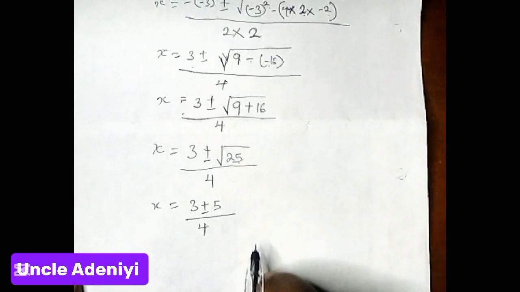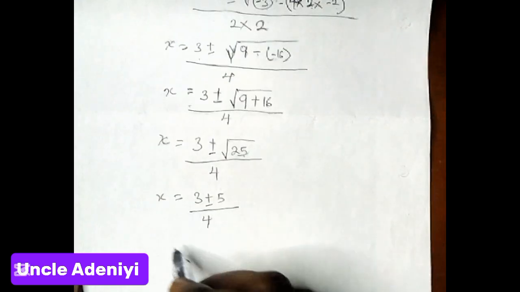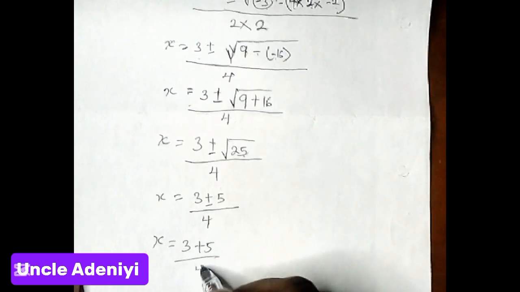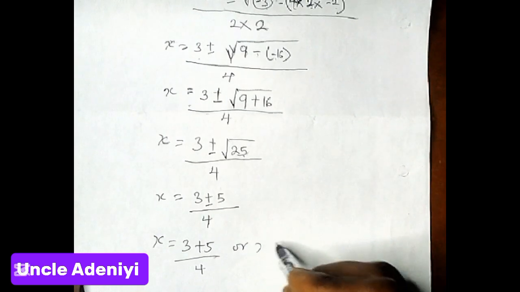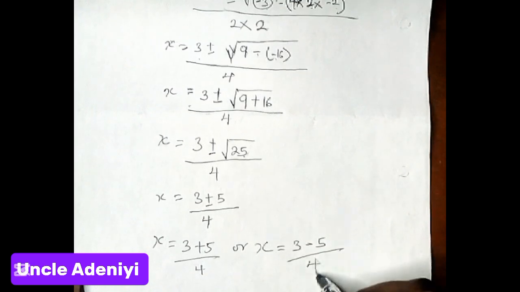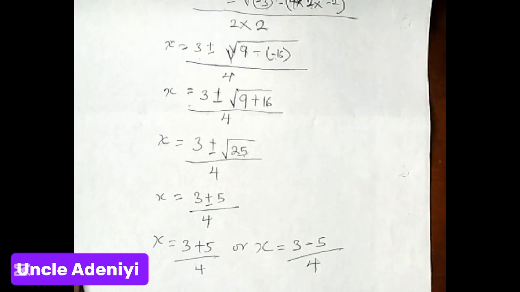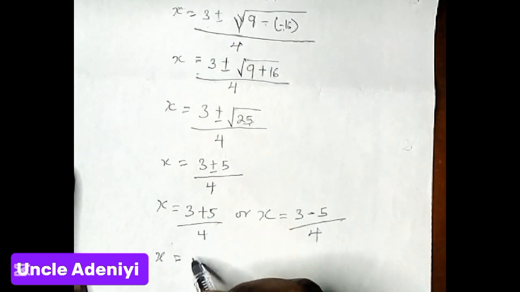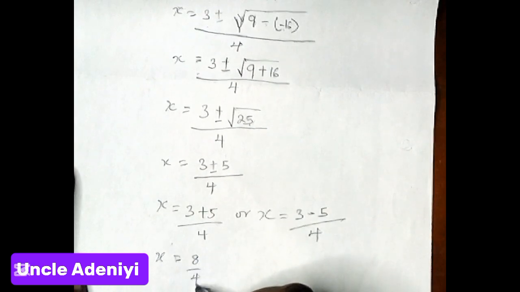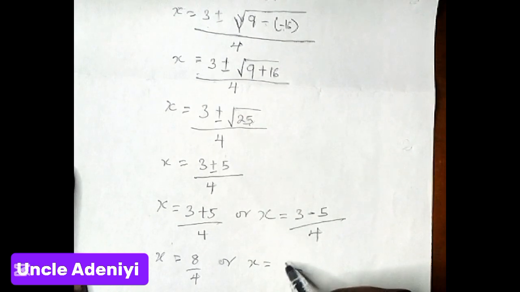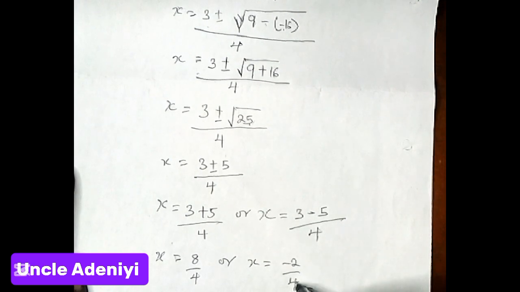So now wetin we come do? We come expand this one. So this is now the same thing as S equals 3 plus 5 over 4 or S equals 3 minus 5 over 4. You understand? So S will turn to 3 plus 5, na 8 divided by 4, or S, 3 minus 5, na minus 2 divided by 4.